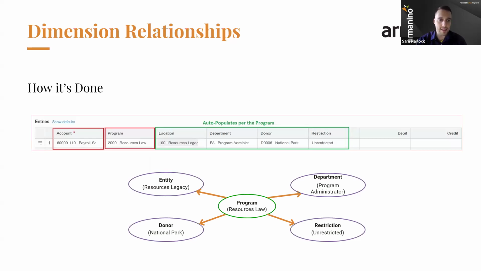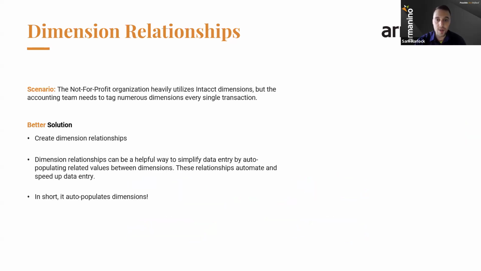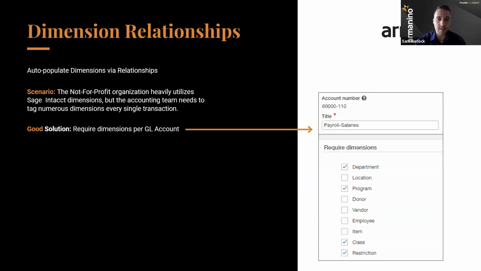In this example, we can see on the line there's a GL account, a program, and then a series of dimensions. In this case, the program is what a user would select, and then the other dimensions such as location, department, donor, and restriction are all going to autofill.